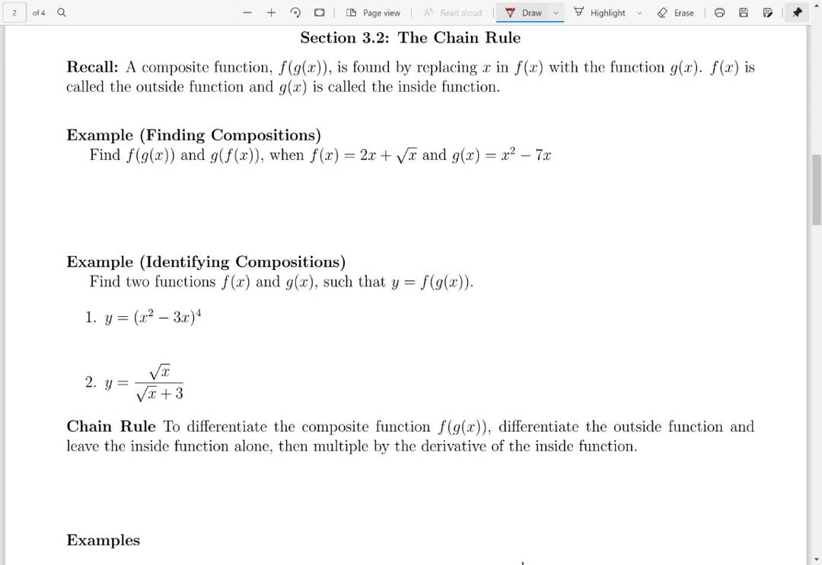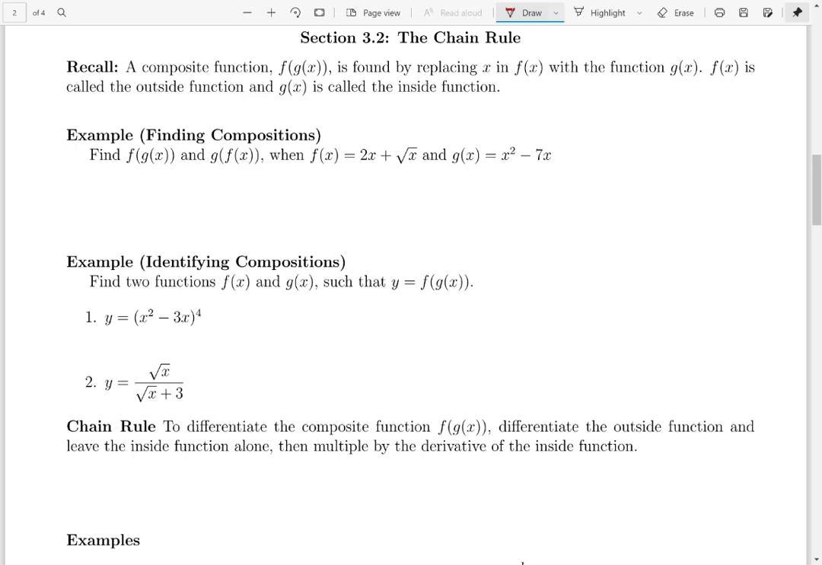Section 3.2, the chain rule. Now, before we jump right into the calculus, the derivative using the chain rule, we first need to recall what a composite function is. Recall that a composite function is really this idea where you have one function taking another function into itself entirely.